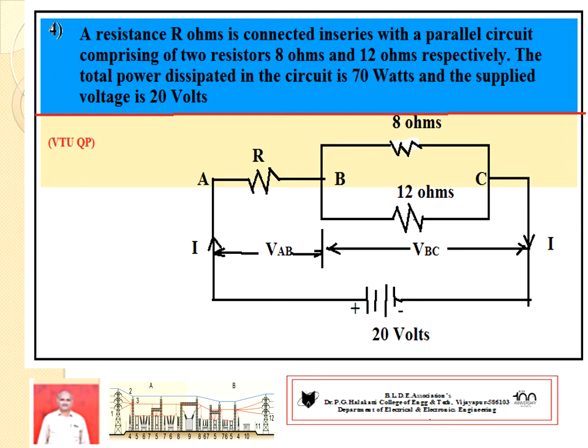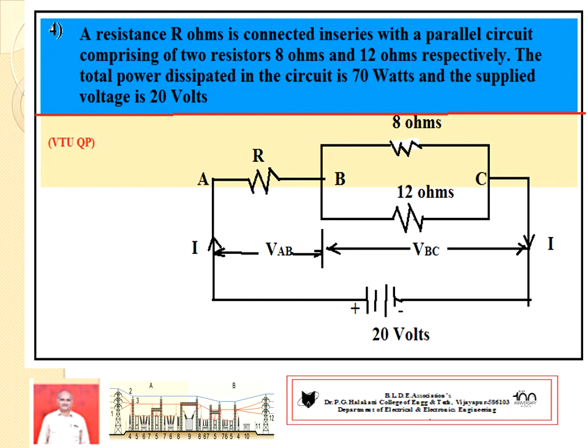No problem. A resistance R ohms is connected in series with a parallel circuit consisting of two resistors, 8 ohms and 12 ohms respectively. The total power dissipated in the circuit is 70 watts and the supplied voltage is 20 volts. Try to understand the problem, because this circuit diagram is not going to be given in the examination. As per the statement or explanation of the problem, you understand and develop the circuit diagram.